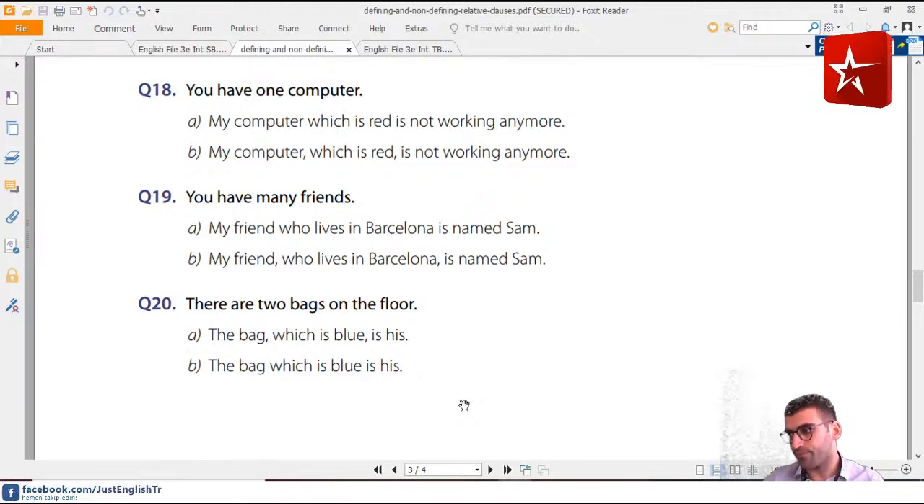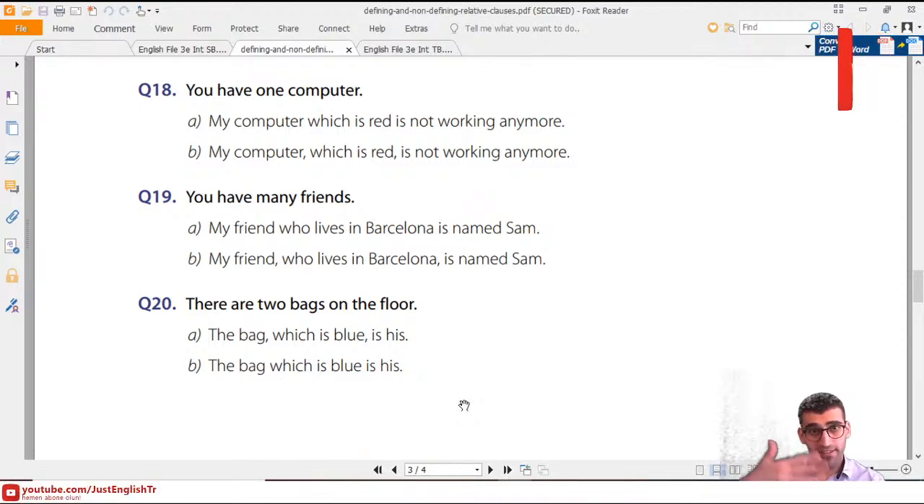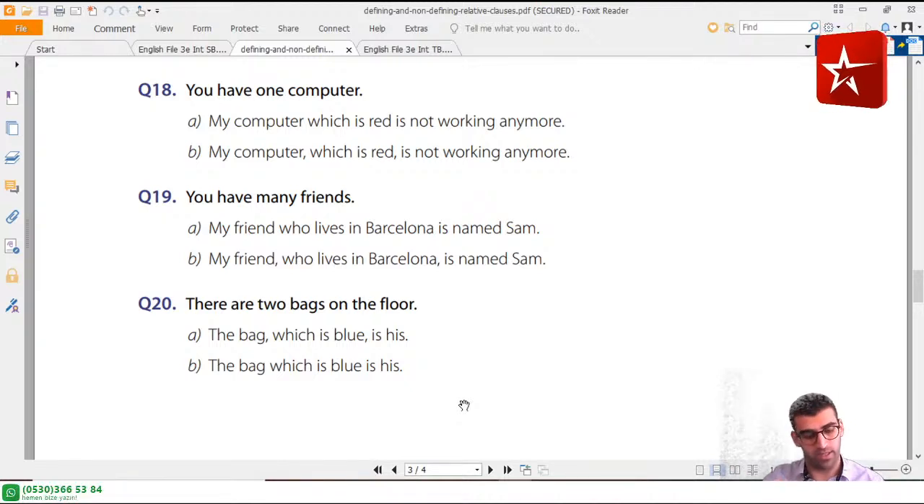19, Zeyda, you say it is B, but it is not B. 19 is A because you have many friends, more than one. We have to define which one. So defining means we are giving important information. My friend, which one, who lives in Barcelona, is named Sam. The correct answer is A, not B. Yes, correct answer is A, guys.